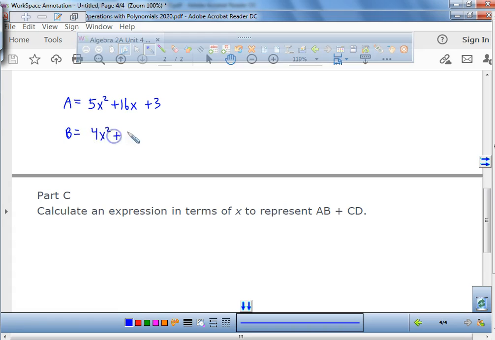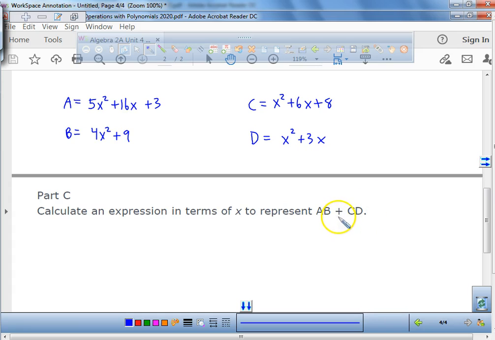All right, very good. All right, what is C equal to? Yeah, go ahead. You've been helping me out. I'm waiting for a student right now. All right. And what is D equal to? There we go.